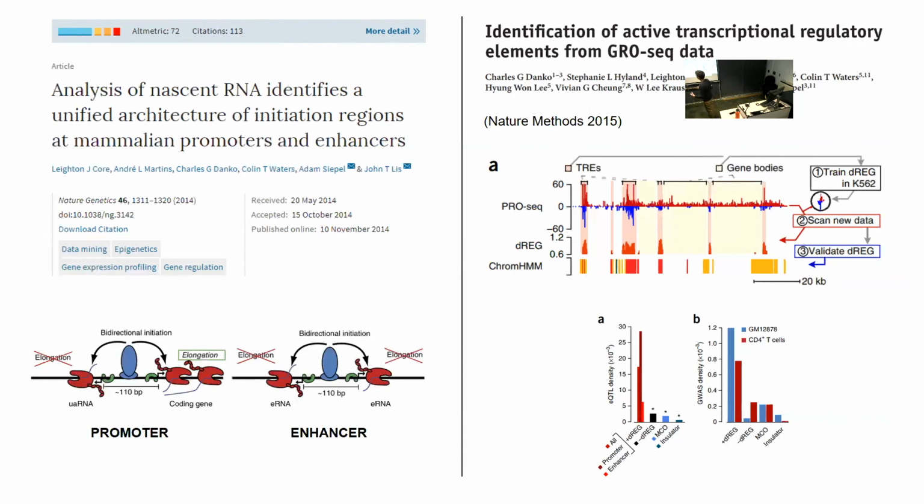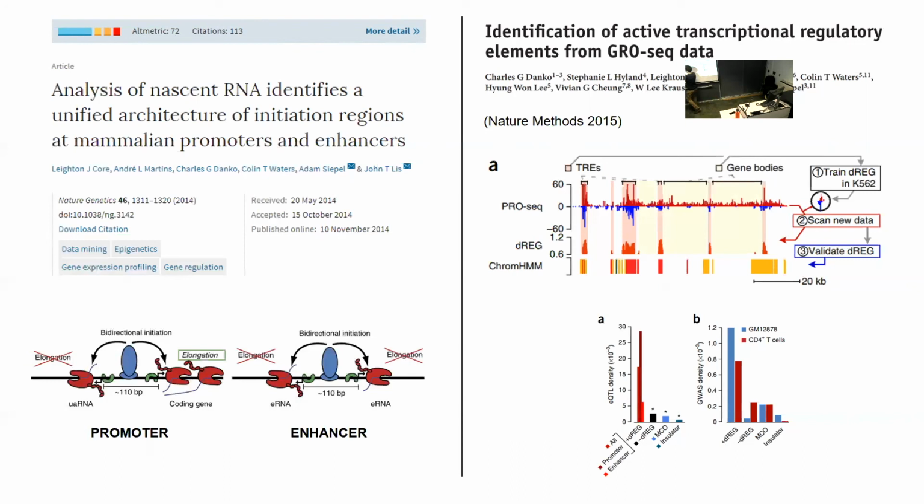By doing that, John and collaborators found that in promoters, for example, imagine that this is your promoter and your gene is in this part. Of course, you will have a transcript going on the side of the gene. But what he found was that there was an unstable RNA also being transcribed in the opposite direction. More importantly, he discovered that in enhancer regions outside of the genes, there was a similar pattern.